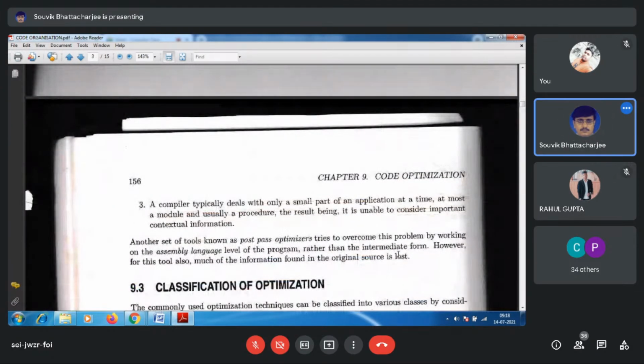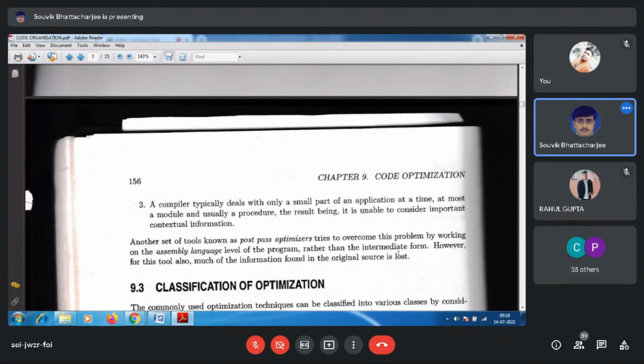Number three is that a compiler typically deals with only a small part of an application at a time. At most, a module, usually a procedure, the result being that it is unable to consider important contextual information. Again, I am repeating these things. A compiler typically deals with a small part of an application at a time, at most a module, or maybe a procedure. And the result is that it is unable to consider the important contextual information.